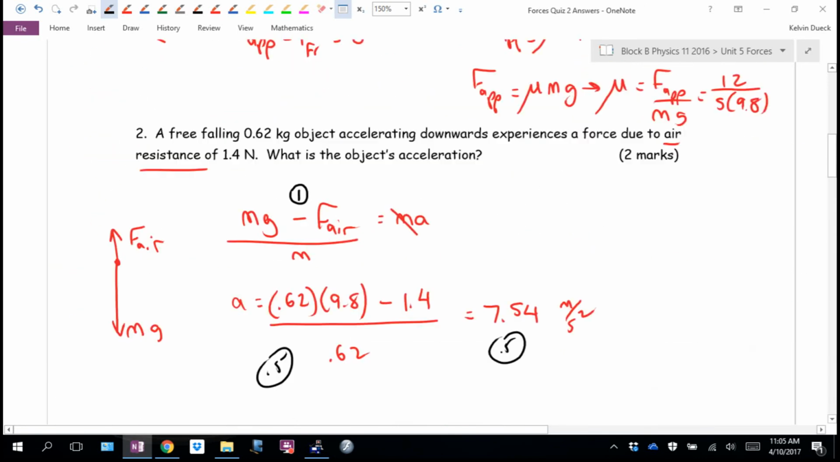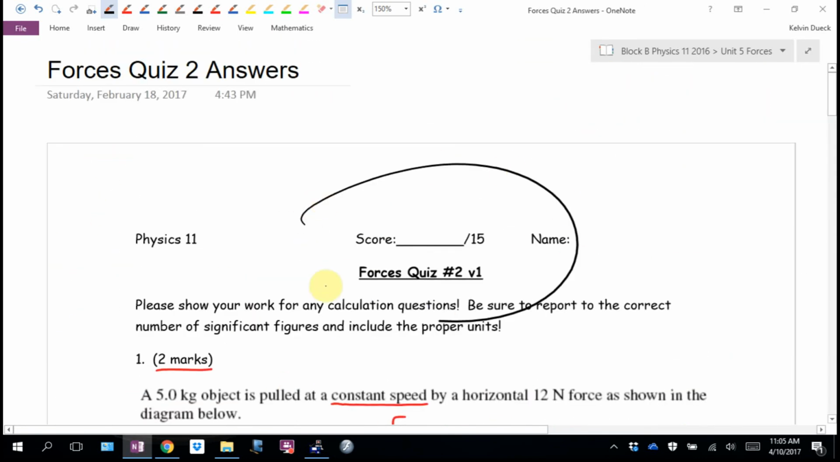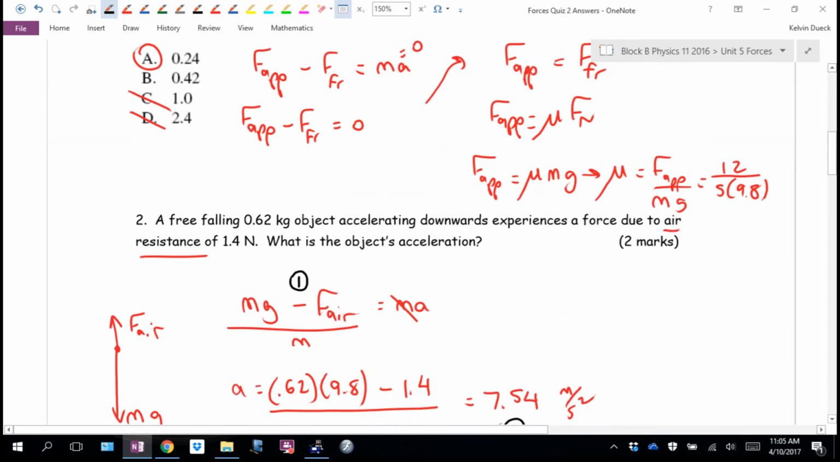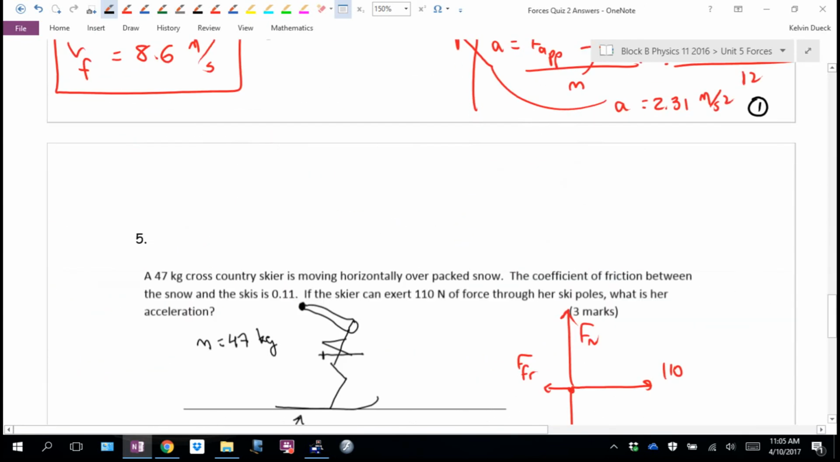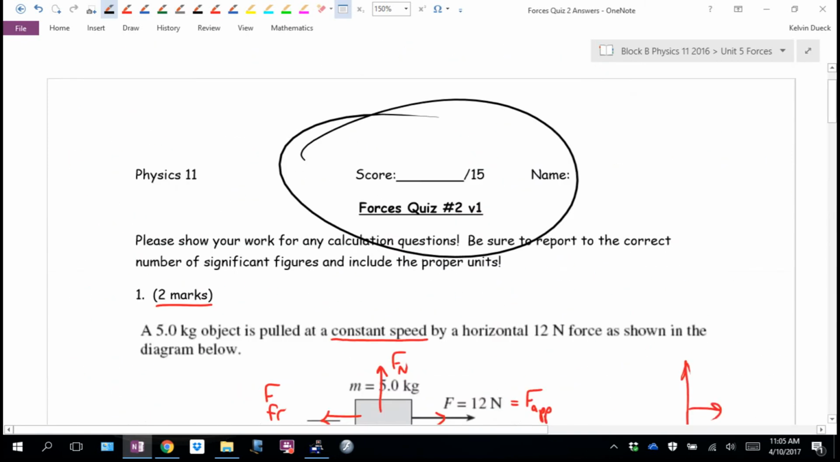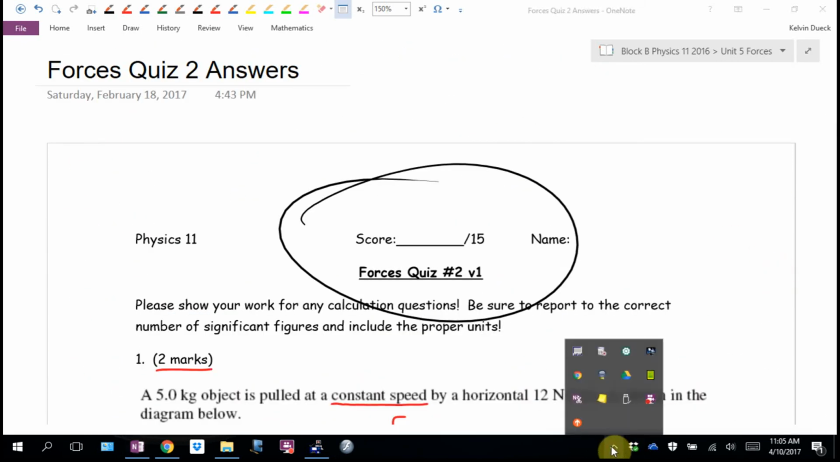Can you give yourself a lovely score out of, is it out of 15? 2, 4, 6, 9, and 6, 15. Yes, it is. Can you give yourself a score out of 15, please?